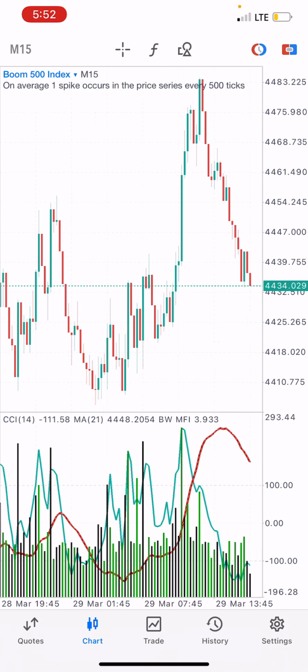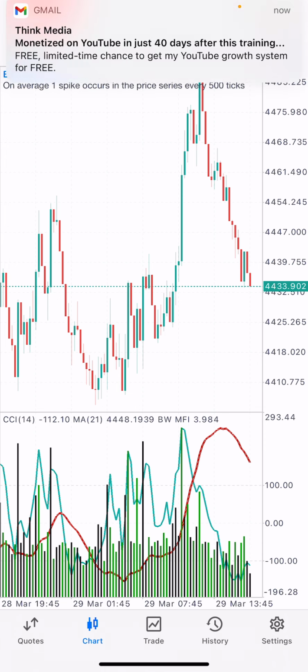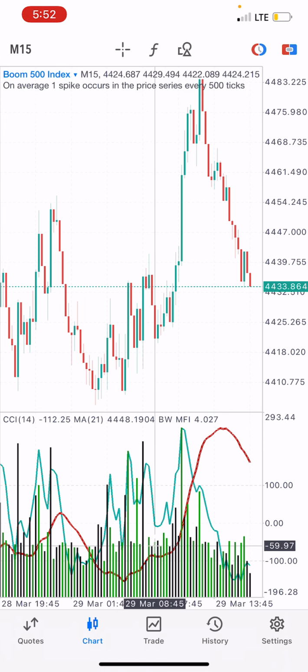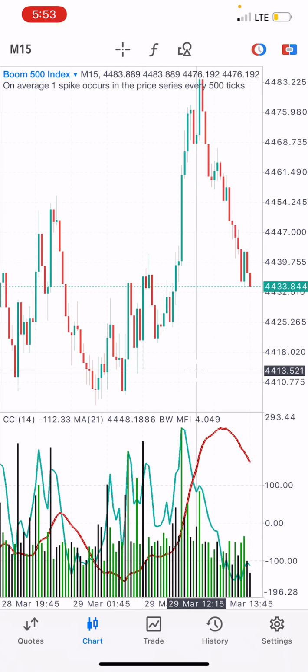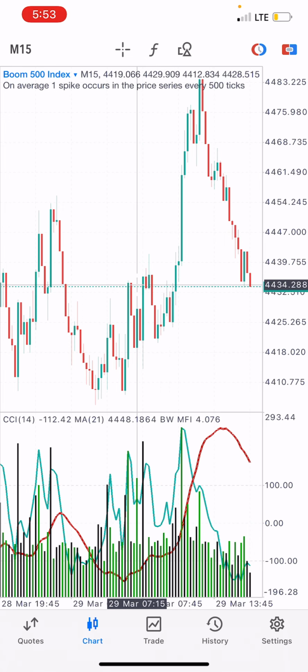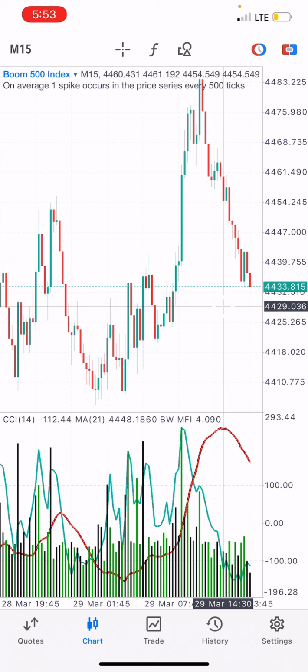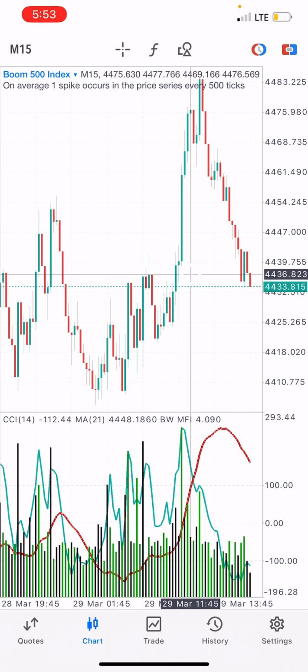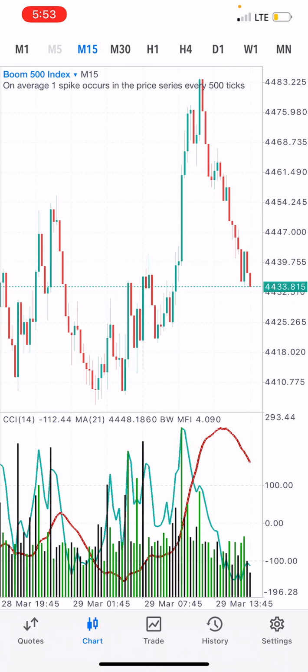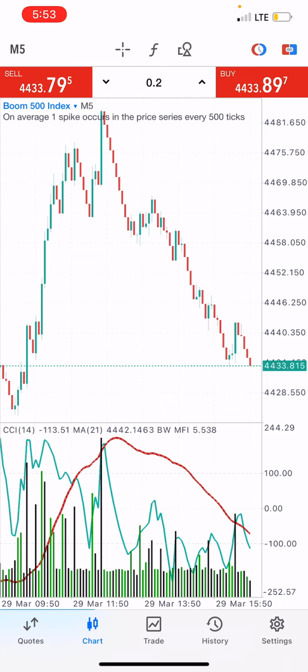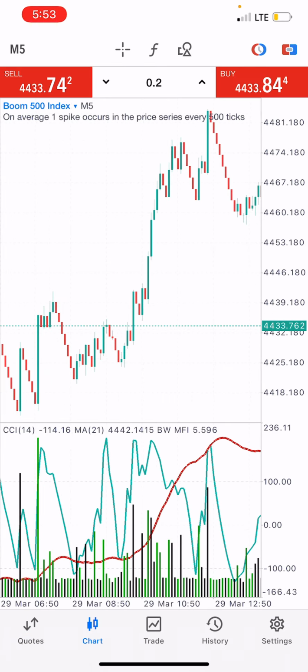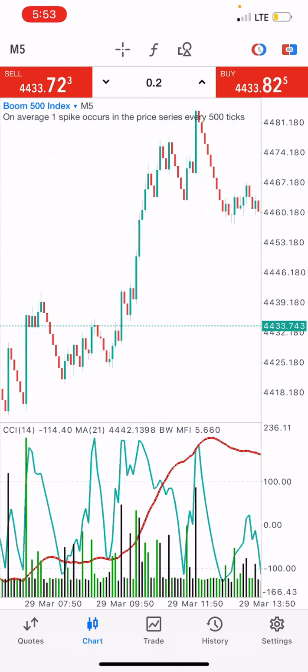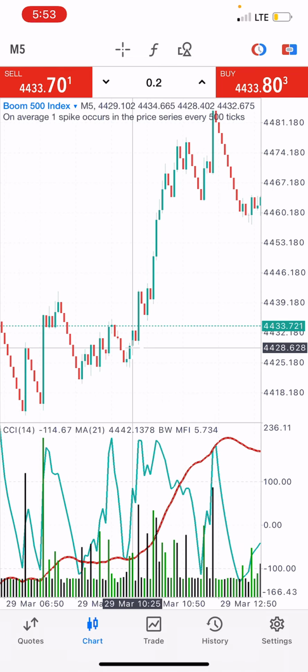So, me confirming from my 1-minute, 15-minute, and 5-minute time frames that there is a support level that might push the price back to the upside, what am I simply gonna do? I'm simply going to place a buy for Boom 500 index, placing a buy to catch a spike.